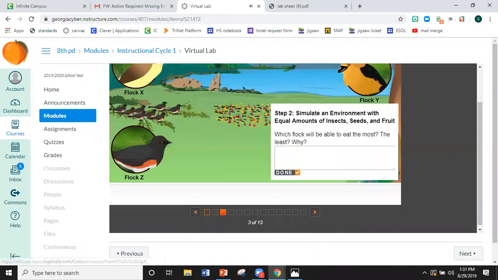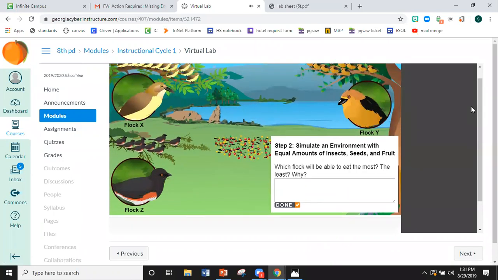Take a look at the environment on the screen. Notice that there are 3 types of foods available: 300 pieces of food total. There are also equal numbers of all 3 flocks of birds. Before you observe the flocks of birds feeding, predict the outcome. What do you think the feeding results of this generation of bird will be?